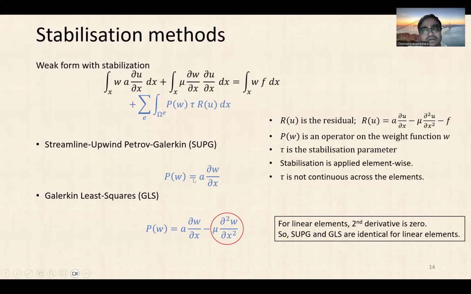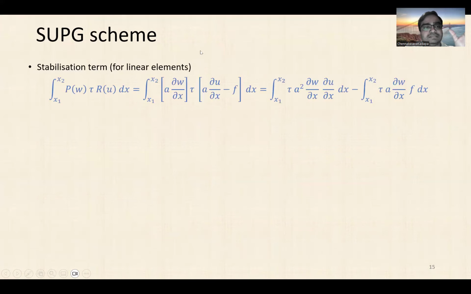Now we are going to treat this as though we are implementing the SUPG method, because it is one of the widely used methods as opposed to the GLS method. So we have seen what our P of W is. By using it, we can write the stabilization term. So we can expand the stabilization term.